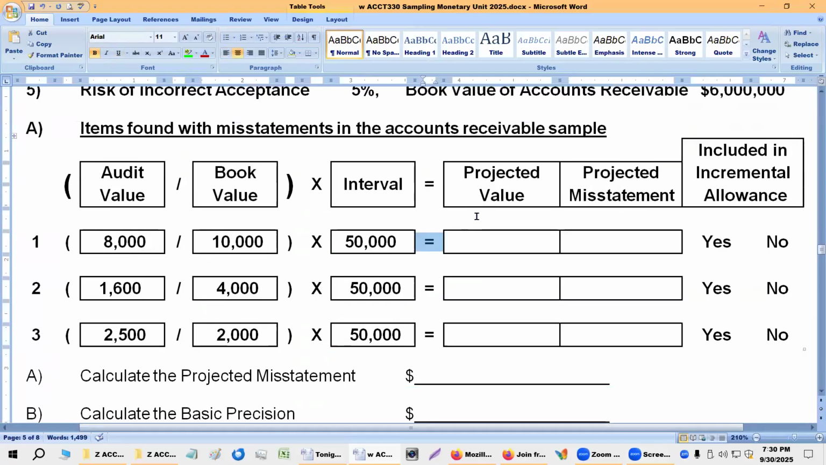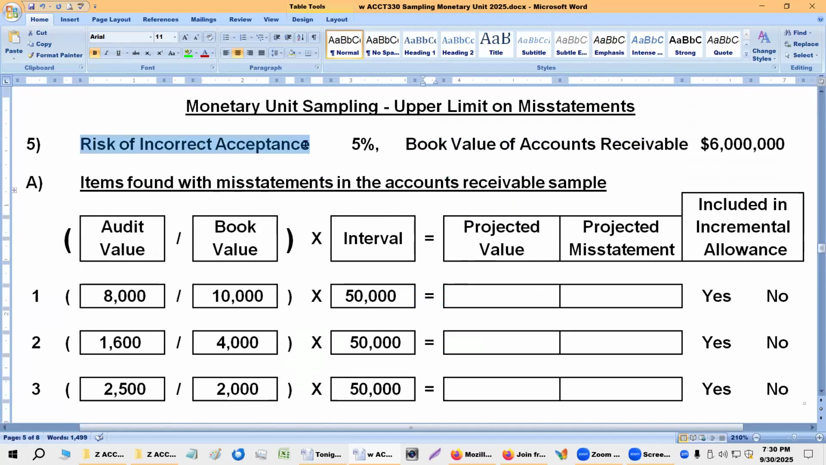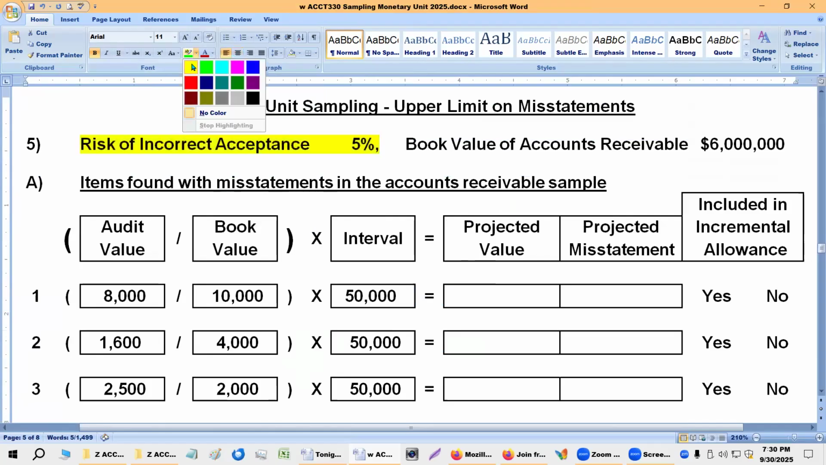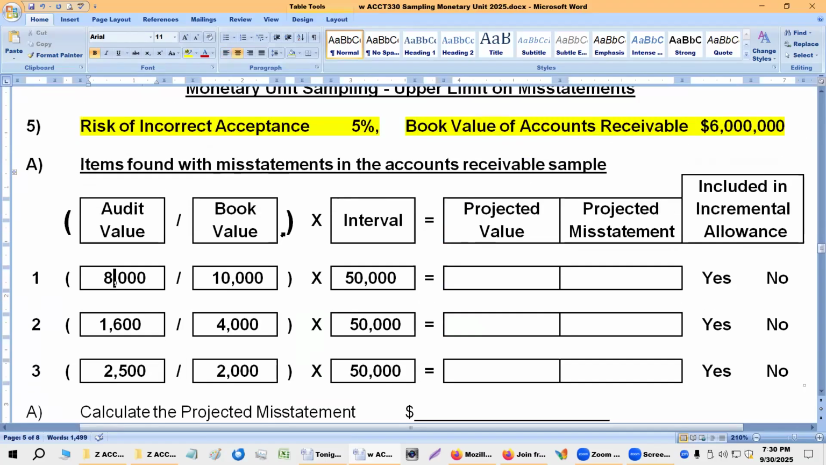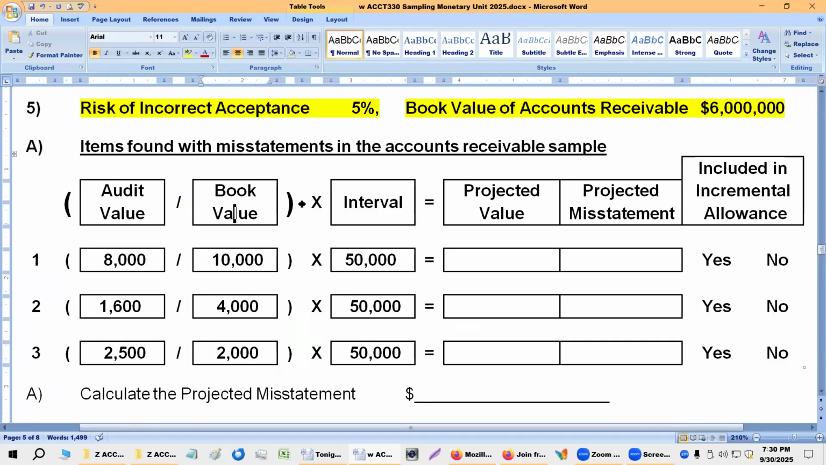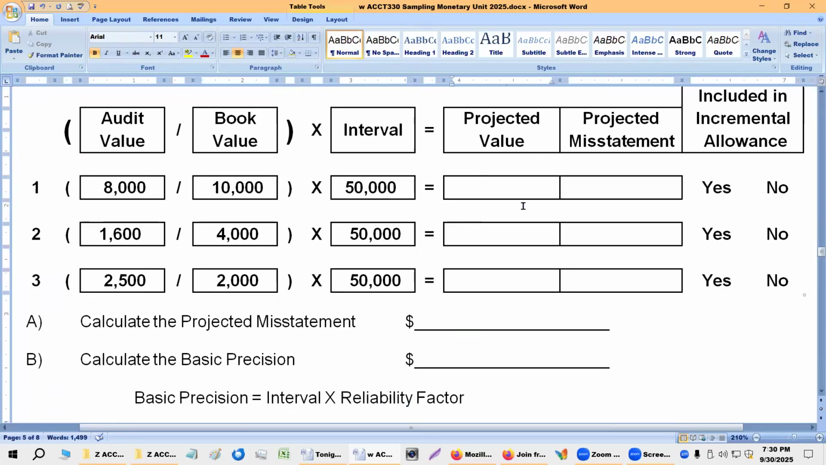All right, let's go through these. So let's go incorrect acceptance. Okay, we got that. Now book value. That later. So let's go through these. So audit value, book value, and here's the interval. So what's the projected value for the first one? And the projected mistake. Maybe the projected mistake is more important.